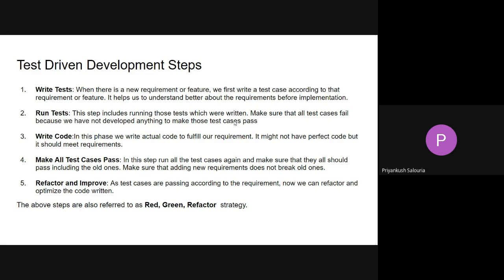The last step is refactor and improve. Once all the test cases are passing, go through the code that you have written and try to refactor it. If there is any area where you can make an improvement, do that. All five steps are also called the red-green-refactor strategy. Red includes writing test cases and running them with failure. Green includes writing code and making all the test cases pass. Refactor is the last step, in which we refactor and improve the code that we wrote.